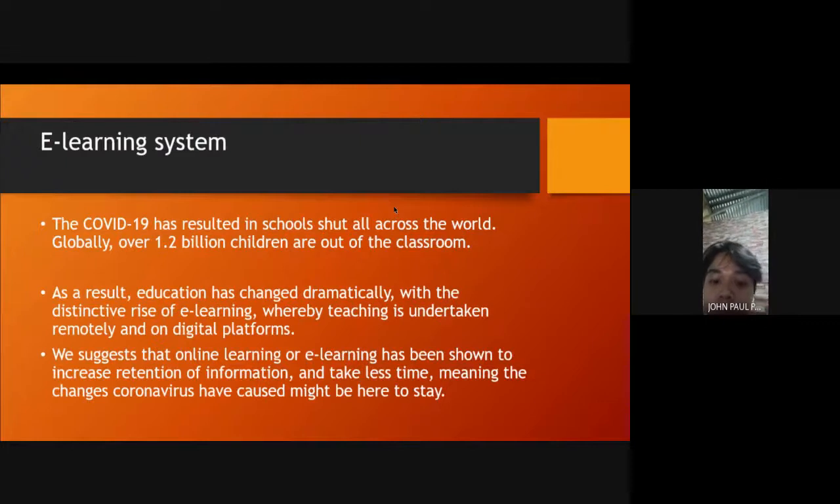So, next is e-learning system. Today, the COVID-19 has resulted in schools shut all across the world. Globally, over 1.2 billion children are out of the classroom. As a result, education has changed dramatically with the distinctive rise of e-learning whereby teaching is undertaken remotely and on digital platforms. We suggest that online learning or e-learning has been shown to increase attention and information and take less time, meaning the changes coronavirus have caused might be here to stay.